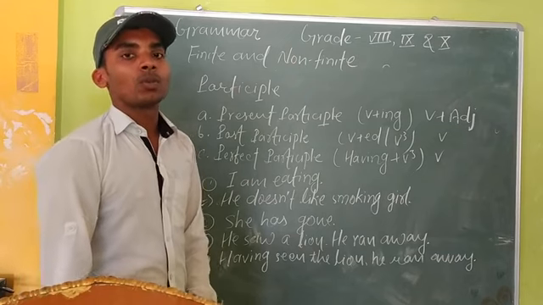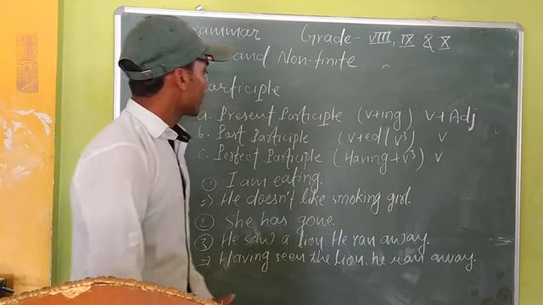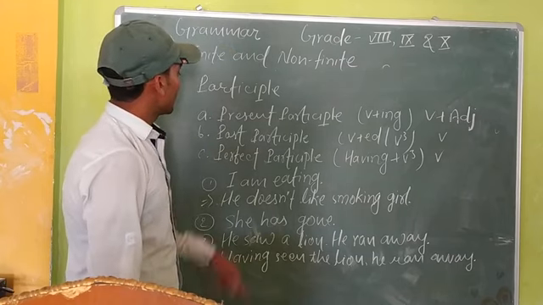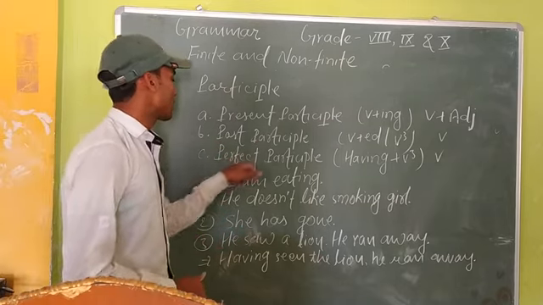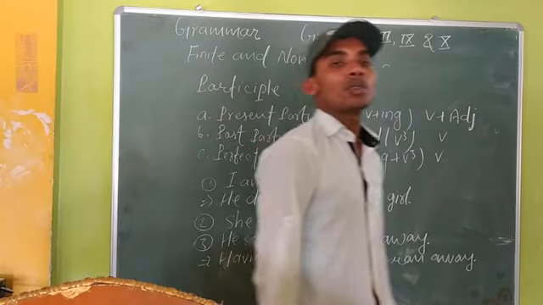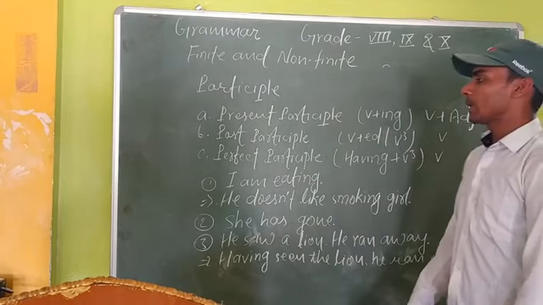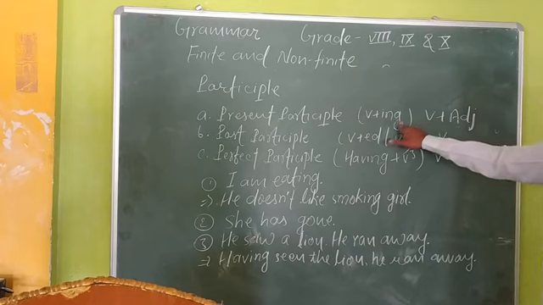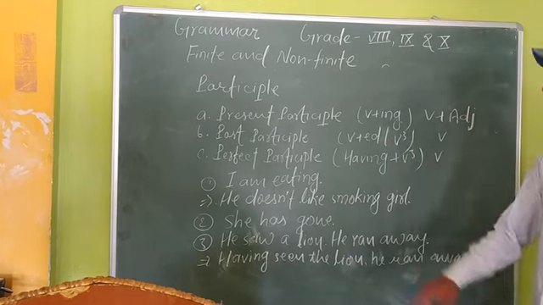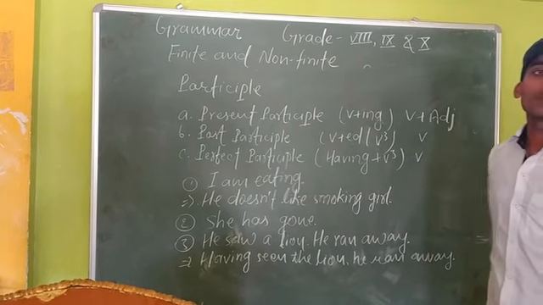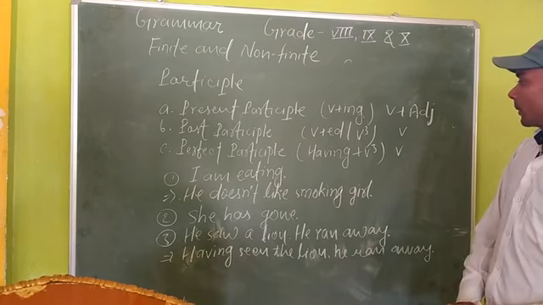Now it is time to understand participle and how participle functions. The participle works in three different standards: present participle, past participle, and perfect participle. The verb goes with ing, and on that occasion it can work in two different standards, like the verb and adjective. Examples have been given, you can understand.